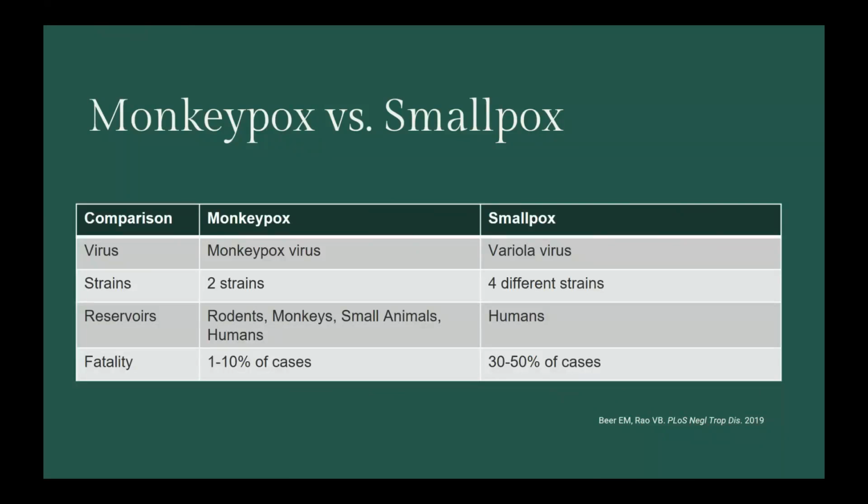What makes monkeypox different than smallpox is that it's primarily caused by the monkeypox virus. It has two different strains, known as the West African and the Congo-Basin strain. The Congo-Basin strain has been known to have more morbidity and mortality with more human-to-human transmission. The strain primarily circulating in the US is the West African strain, which is less severe. Reservoirs for each of these viruses are different, with smallpox primarily found in humans only, while monkeypox has made its way to humans. Fatality is more common in smallpox at 30 to 50% compared to monkeypox at 1 to 10% of cases.